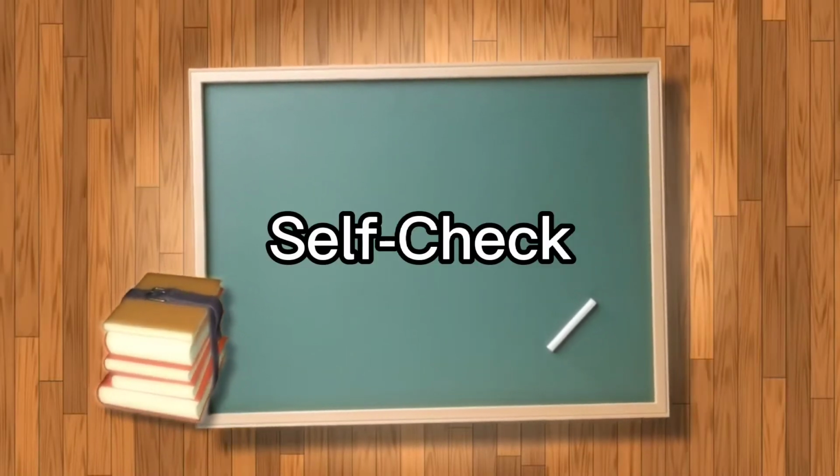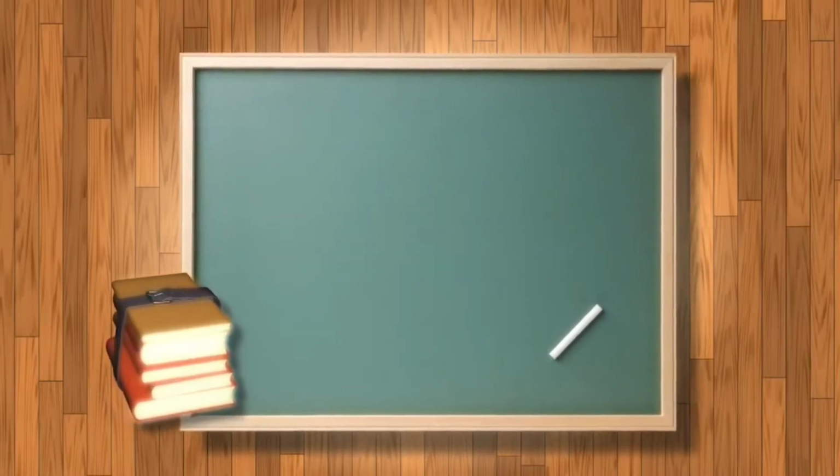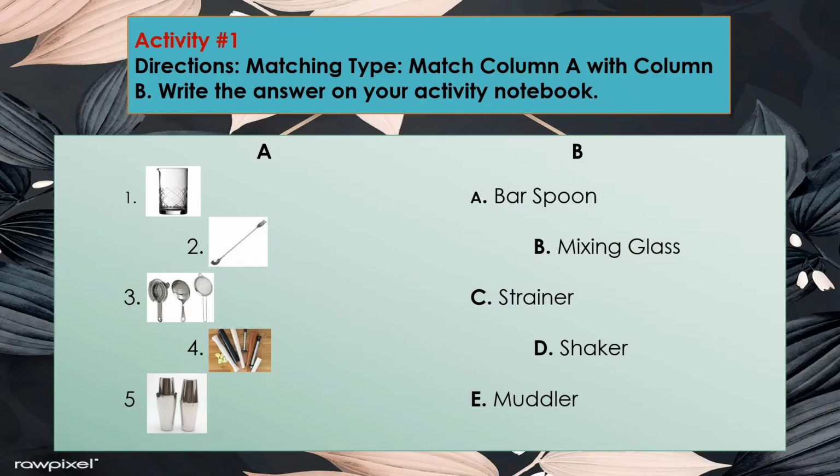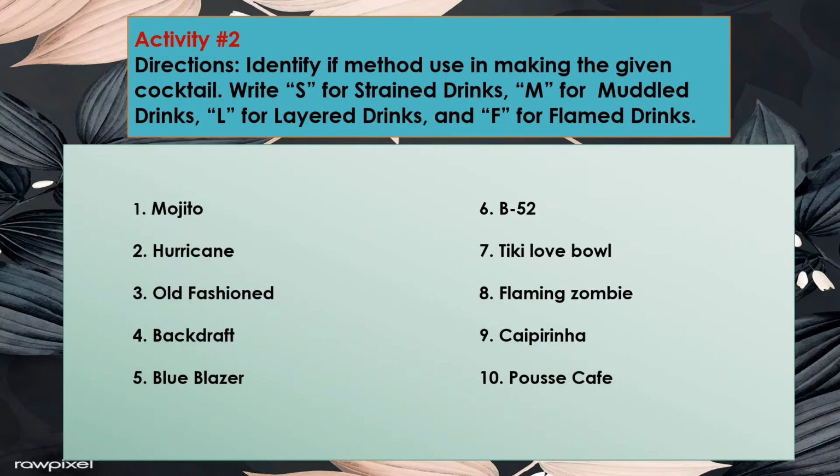Let's check your understanding. Activity 1. Directions. Matching type. Match column A with column B. Write the answer on your activity notebook. Activity 2. Directions. Identify if method used in making the given cocktail. Write S for strained drinks, M for muddled drinks, L for layered drinks, and F for flinged drinks.